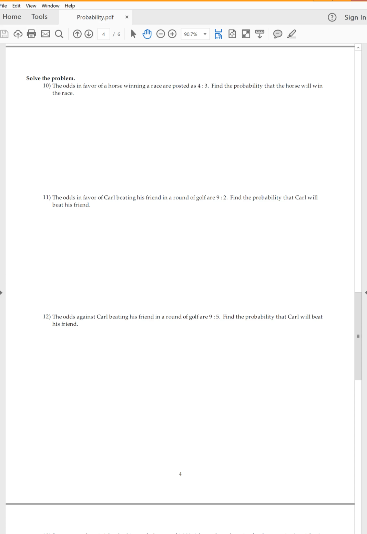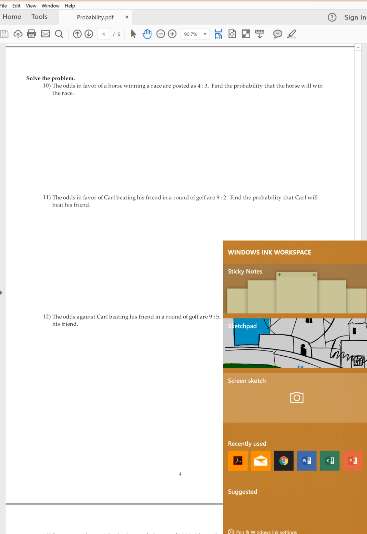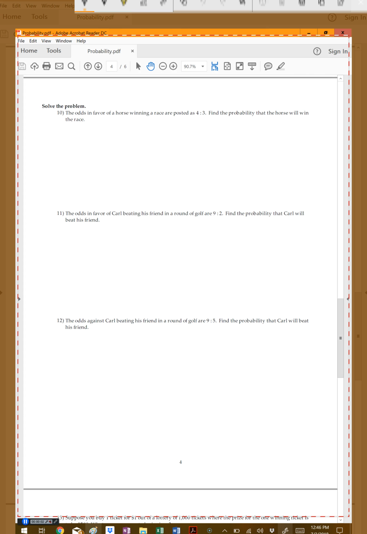Next thing we're going to look at is taking odds and actually calculating a probability with it. So let me grab my pen again. Notice our problem says the odds in favor of a horse winning a race are posted as 4-3. Find the probability that the horse will win the race. I'm going to look at it longhand on this first example, and the next two we'll be able to tease out the answer without having to do that.